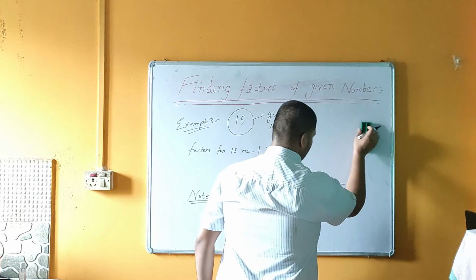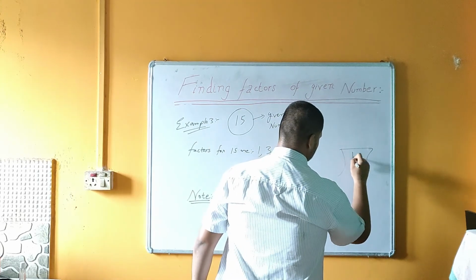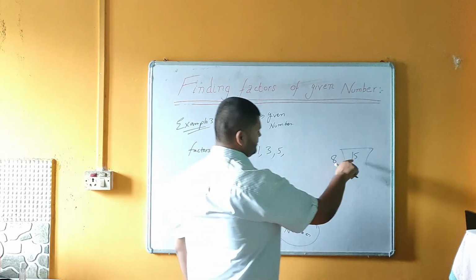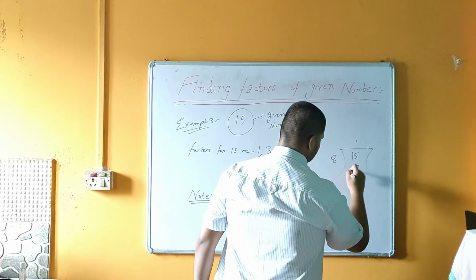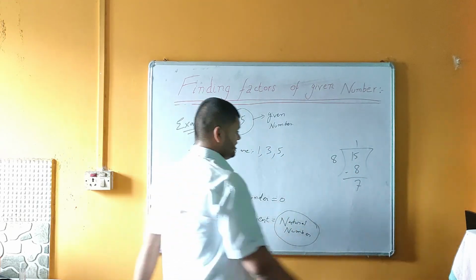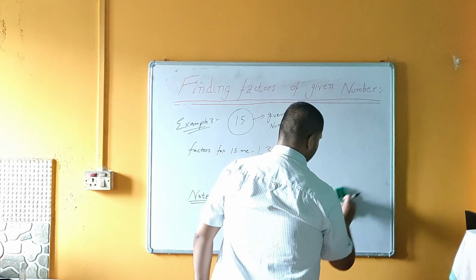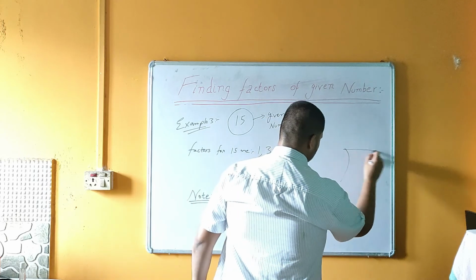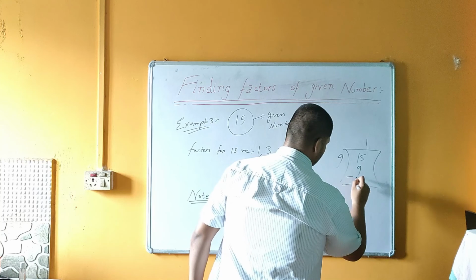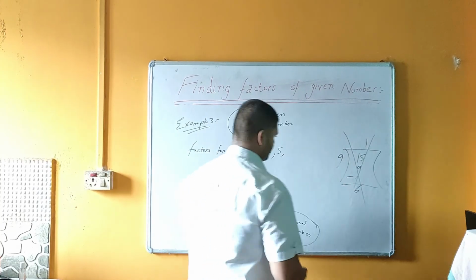Now we go for 8. 8 ones are 8, 8 twos are 16. It will be more. So 8 ones are 8. Here the remainder is 7. The remainder should be 0, but here it is 7. So discard it. Now we go for 9. 9 ones are 9. The remainder is 6. It should be 0, but here it is 6. So discard it.